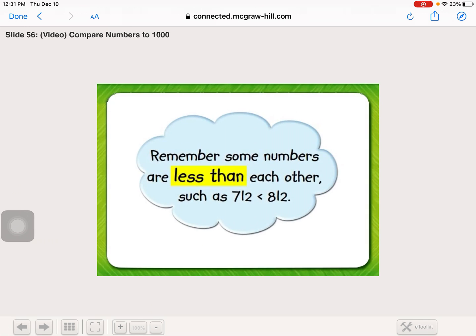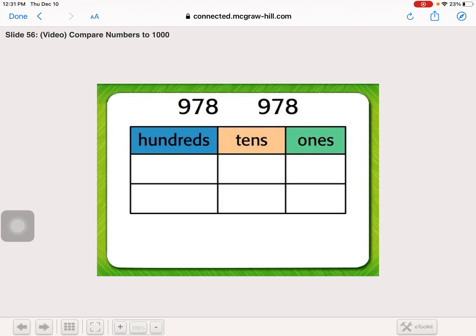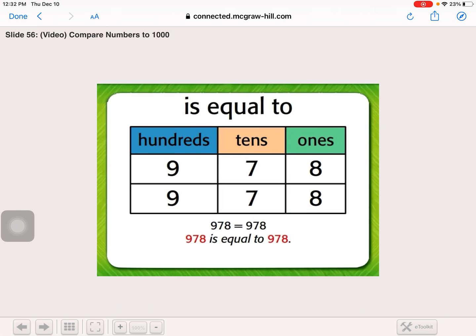Remember, some numbers are less than each other, such as 712 is less than 812. Now, let's compare 978 and 978. Both numbers have 900s. Both numbers have 7 tens. Both numbers have 8 ones. So, 978 is equal to 978.